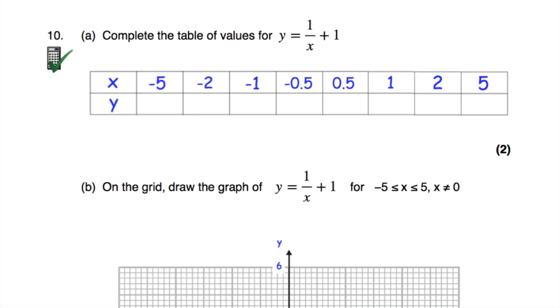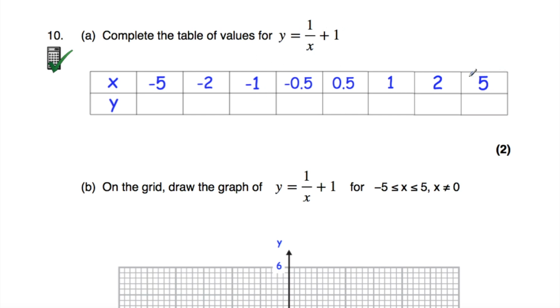So question number 10, we've been asked to complete the table of values for y equals 1 over x plus 1. So we're going to do 1 over x, and then we're going to add 1 to that answer. So we're going to do our table of values. Now, it's a calculator question, so you can actually type this in and create a table in your calculator. But let's actually work this out.